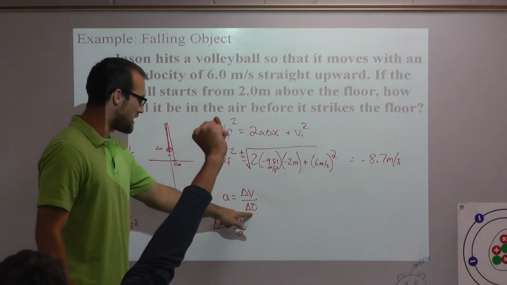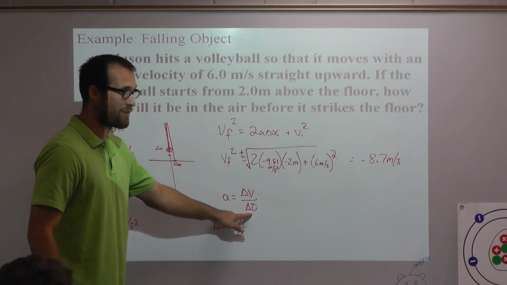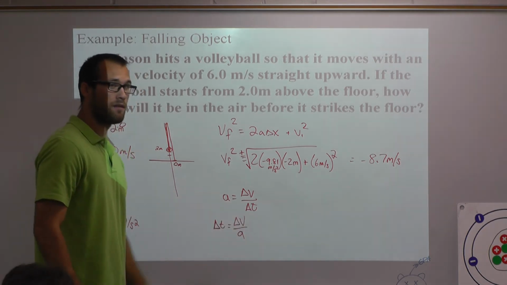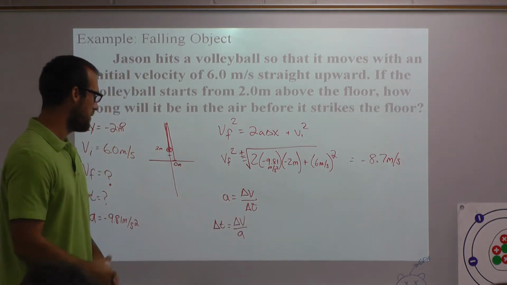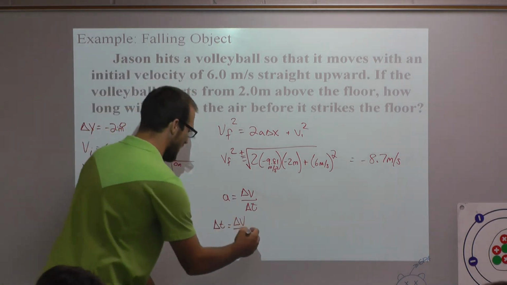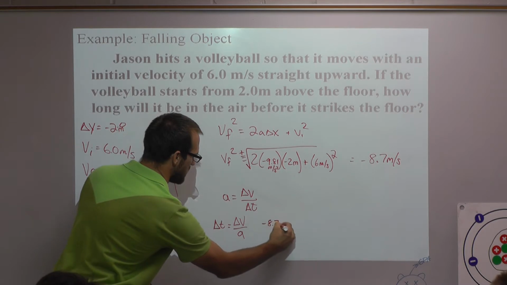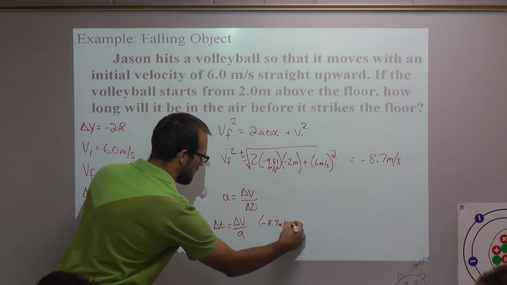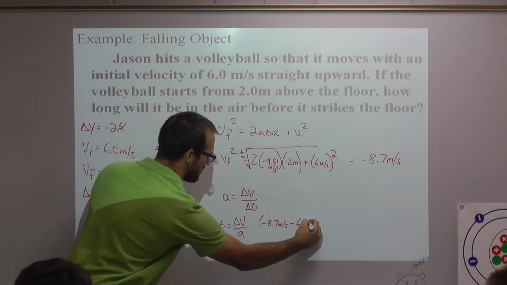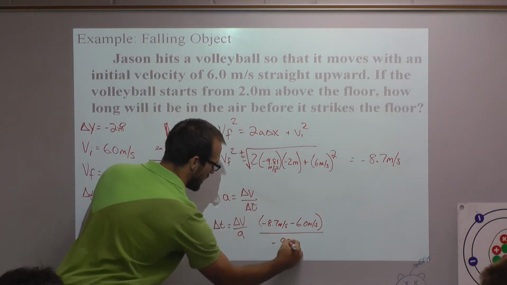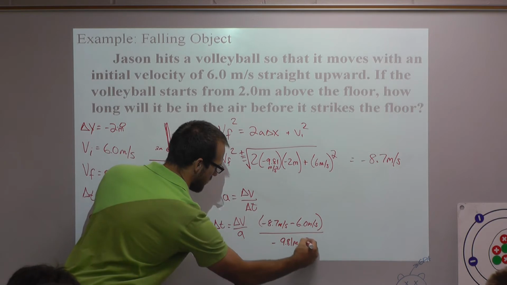I'm going to get this off the bottom. It can't be on the bottom if we're going to solve for it. Bring it up here, bring a down. And so what we should have is final minus initial. Final is negative 8.7 meters per second, minus initial, 6.0 meters per second, divided by negative 9.81 meters per second squared.